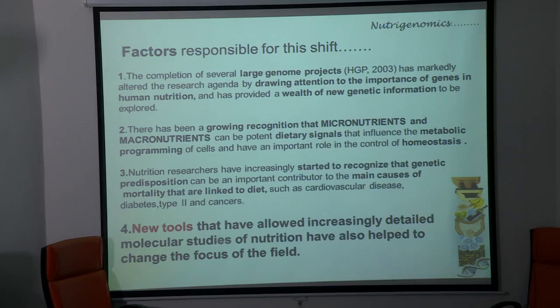Now, what is the importance of these genes which have been explored by the techniques of genomics? How are they related to nutrition? All these things are now to be discovered. The other factor is the recognition that micronutrients as well as macronutrients are potential dietary signals. They influence the metabolic programming in the cells, and they have an important role in controlling the homeostasis of the cell.